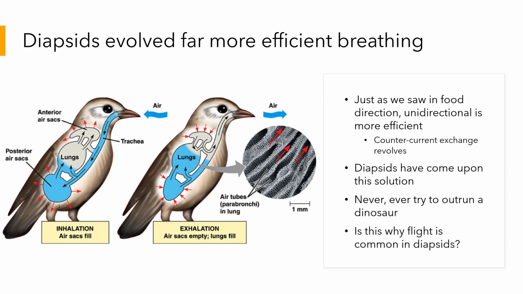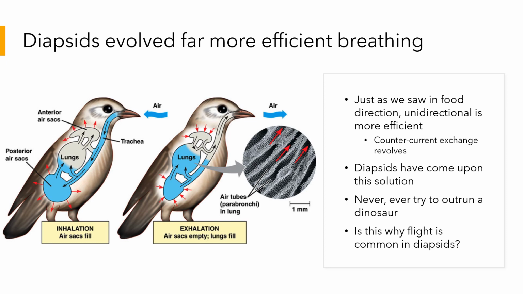It is not allowing air to mix, and as a result, birds are phenomenally efficient breathers. Okay? And because they're breathing in a unidirectional pattern, they are also going to use countercurrent exchange that re-evolved in this group. So diapsids have managed to modify the breathing style so that they can actually make a unidirectional system. So how do they go about doing this?